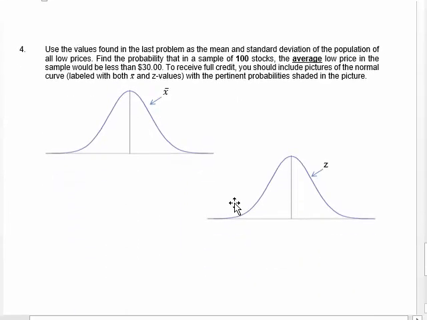Likewise, in 4, I want you to find the probability that if you were to take another sample of 100 stocks, the average price in that sample of 100 stocks would be less than 30. Find the probability X bar is less than 30. And again, I want you to show me all the steps. A lot of points here. Give me the X bar work.